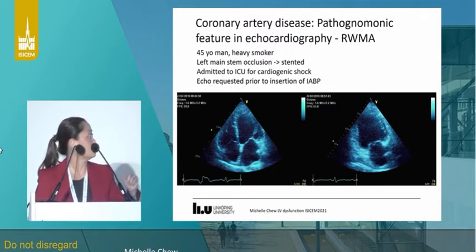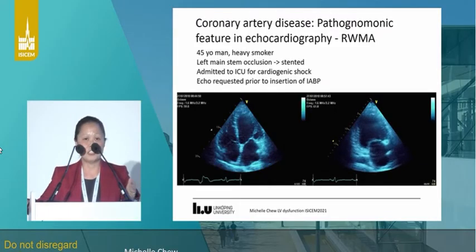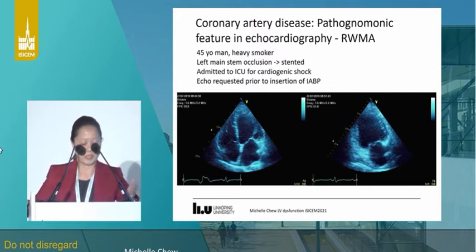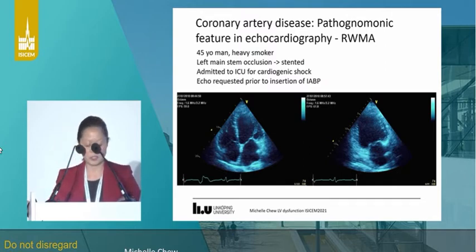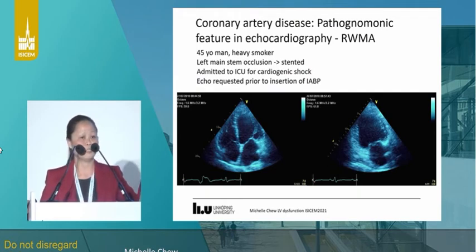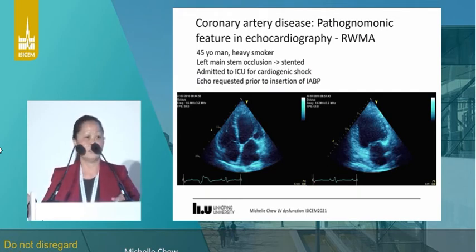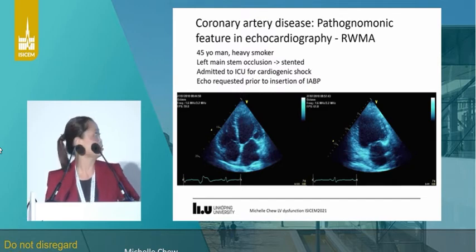To illustrate this, I wanted to show you a 45-year-old man who came to our unit. He was a heavy smoker and initially presented to the CCU. He had a left main stem occlusion. It was stented. He deteriorated and was admitted to our ICU with cardiogenic shock. An echo was requested prior to insertion of an intra-aortic balloon pump. What I wanted to show you was a severe dyskinesia of the anterolateral walls as well as the apex. And that tells me the question we need to be asking is: is this a stent reocclusion? So that's all I wanted to show you.